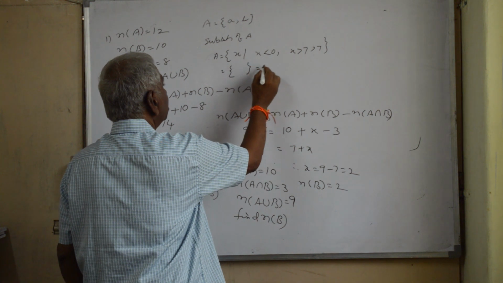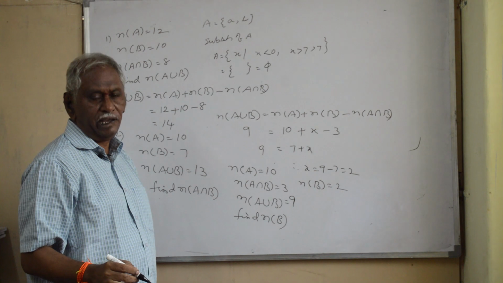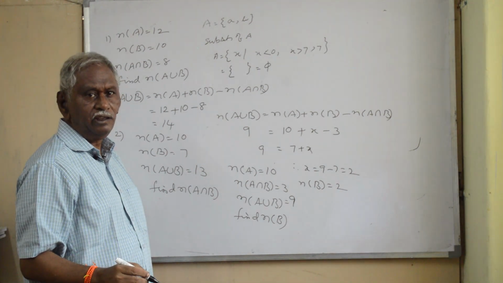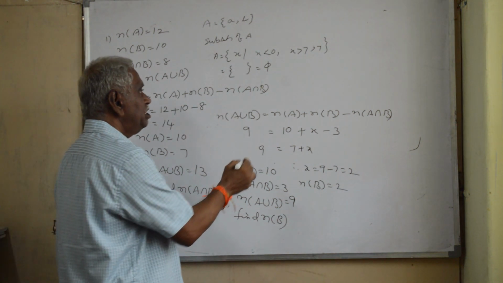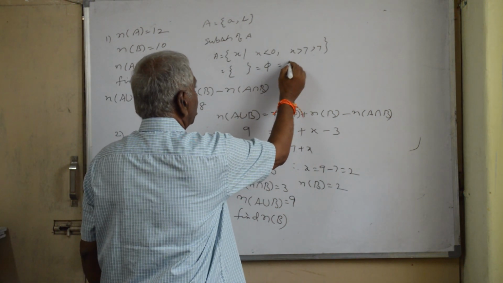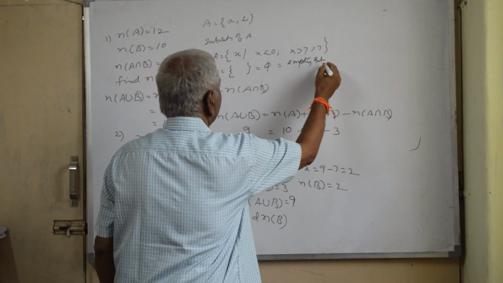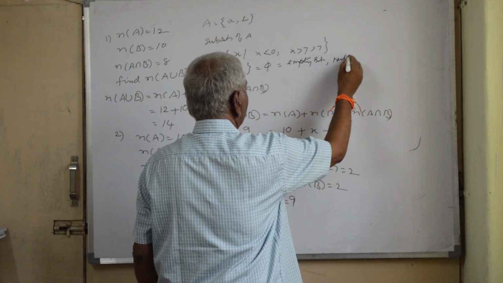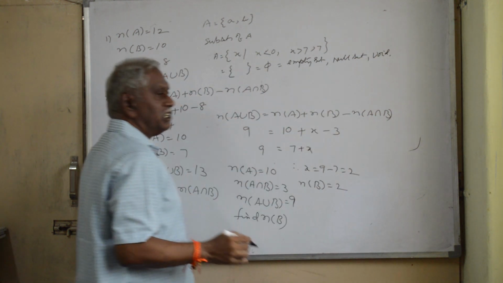So we call it the empty set, or phi. Empty set, or you can say phi, or we say this is also a null set. Empty set, null set, we can say void. These are the three names.